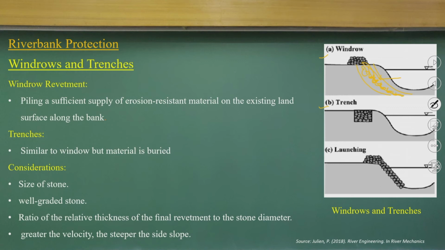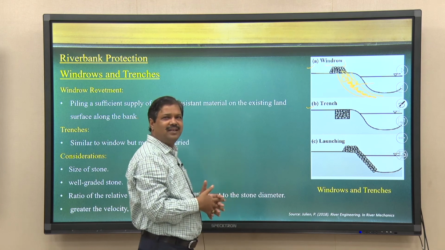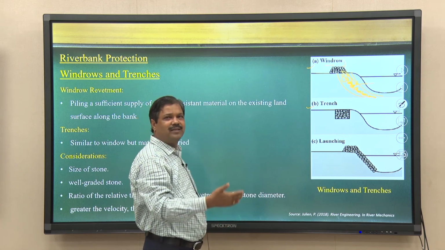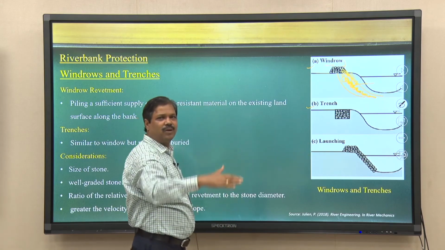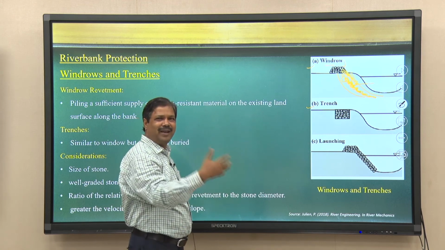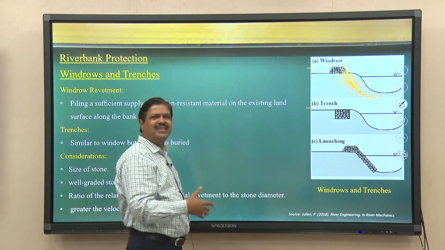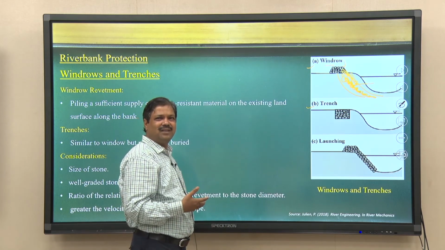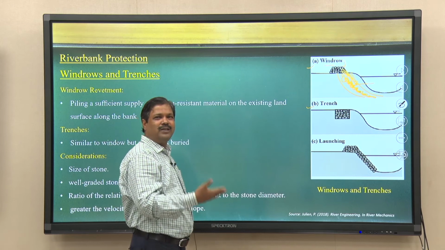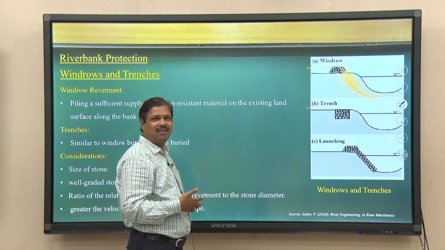So that is the windrow: you just dump stones of different sizes and wait for the river to erode that part. As it erodes and the stones fall during natural conditions, it will create a blanket of river protection work naturally by river dynamic forces. But nowadays we are not practicing it because it is quite expensive, and we do not know whether the river will come to that location or not.